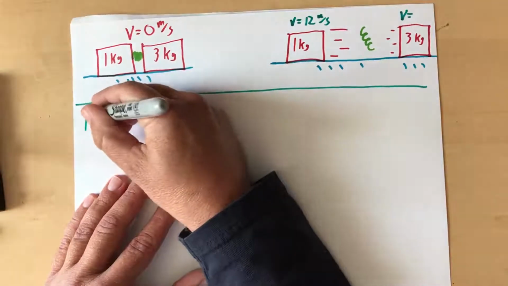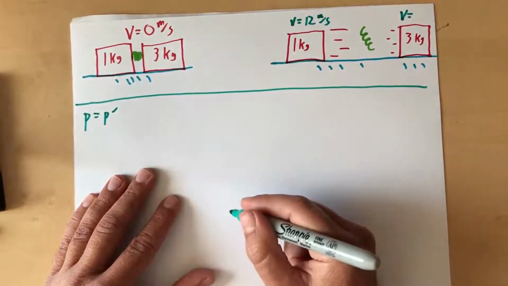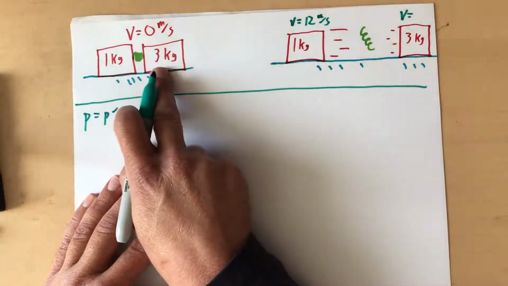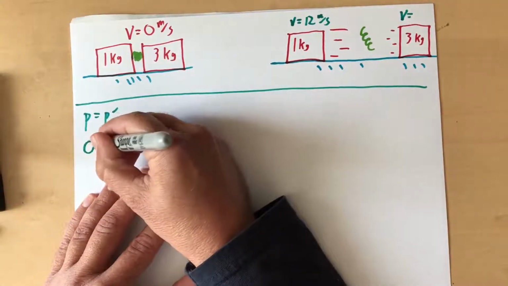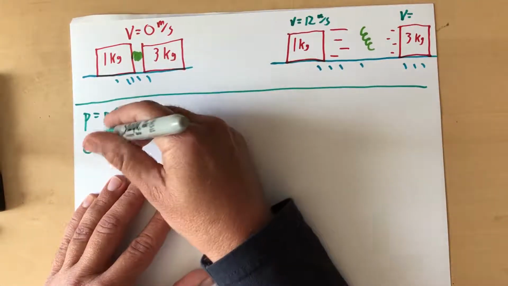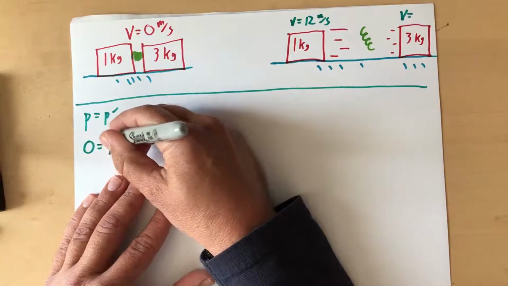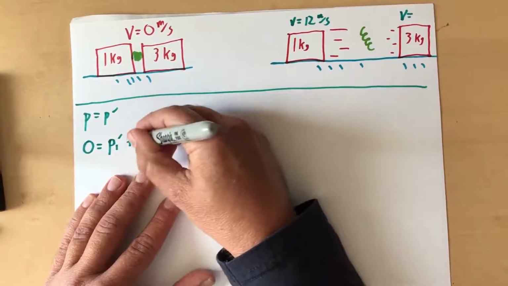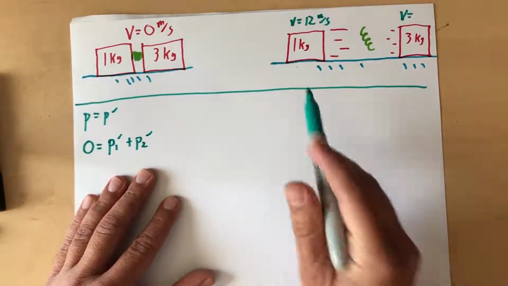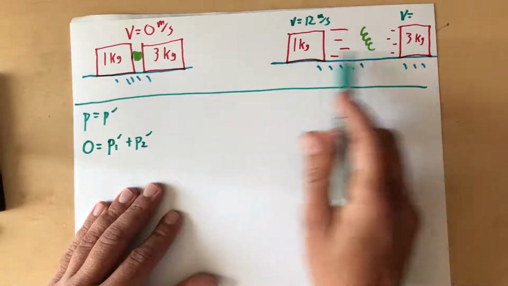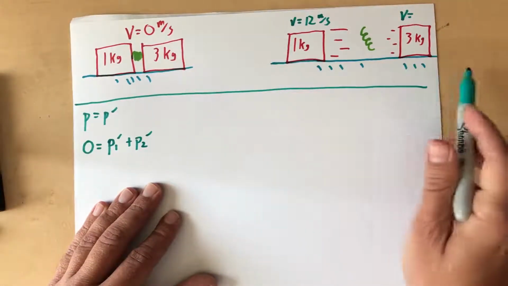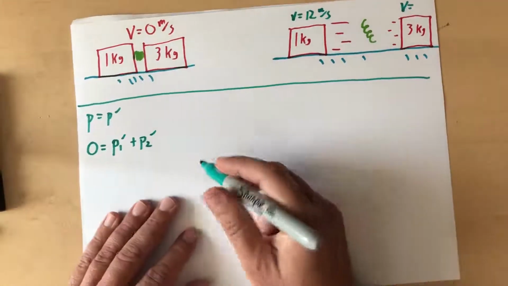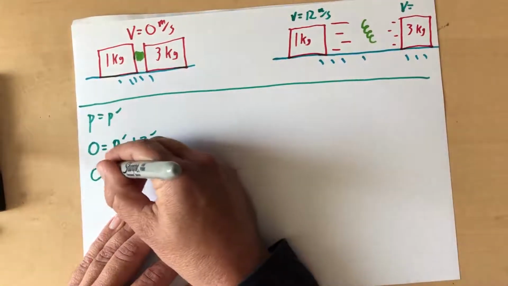So as always, the momentum before is equal to the momentum afterwards. Since everything's at rest before, we know that there's no momentum before. That means there has to be no momentum afterwards. But we do have two objects moving. Object 1 is moving and object 2 is moving. So their momenta must cancel out. They must be equal and opposite there. So let's solve for that here.